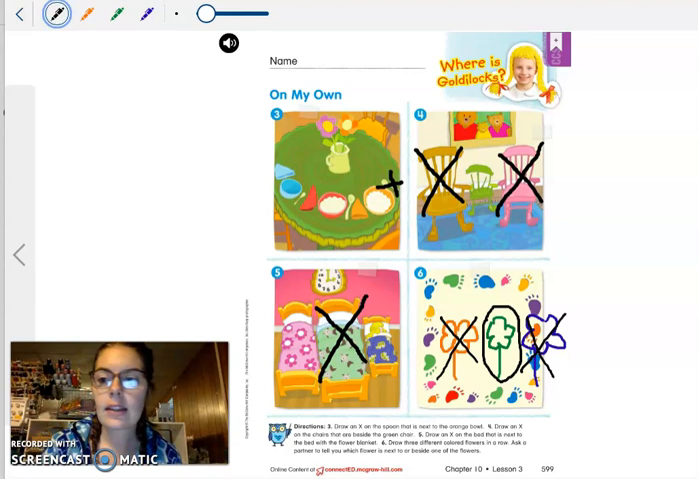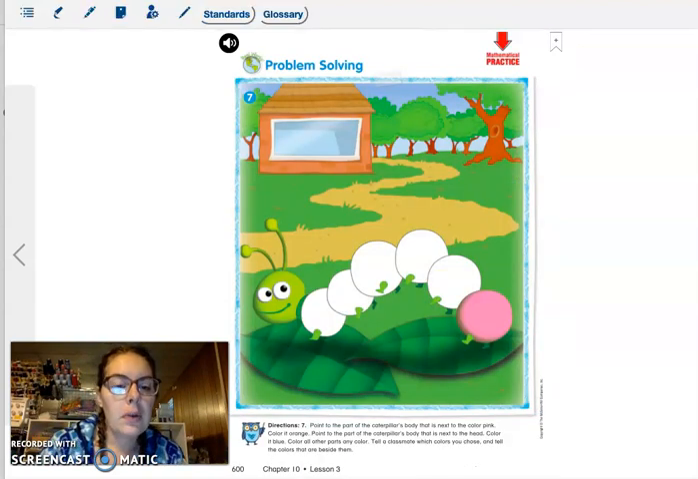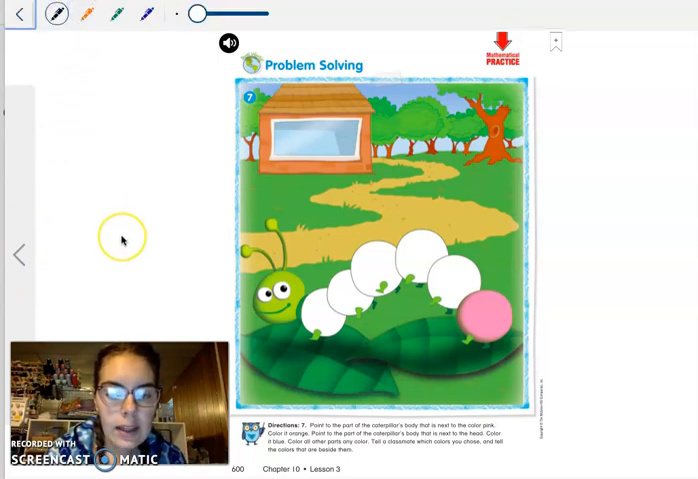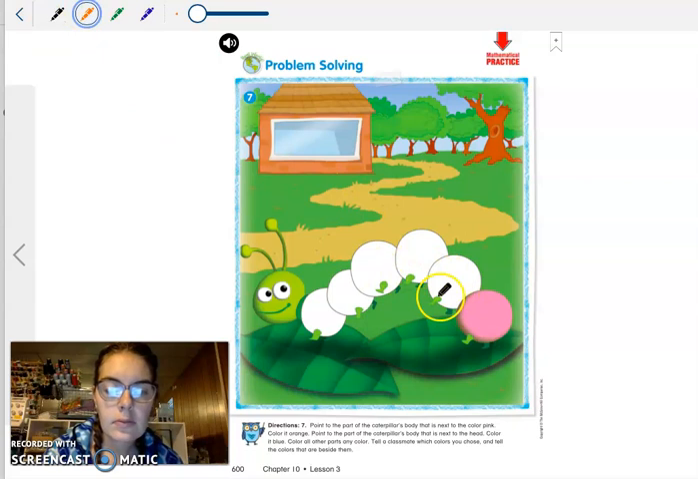Okay, next page. All right, so we are going to point to the part of the caterpillar's body that is next to the color pink. So here's pink. Here's the one that's next to it. I'm going to color it orange.